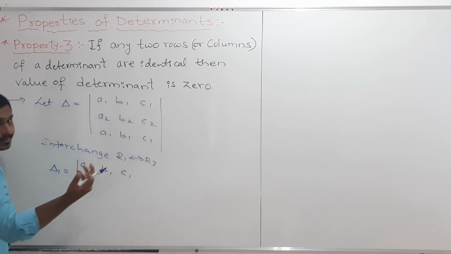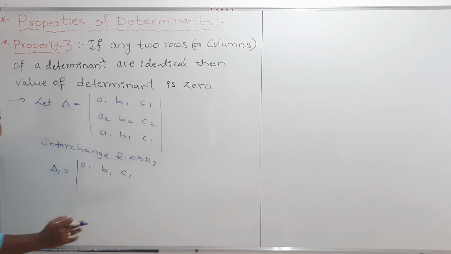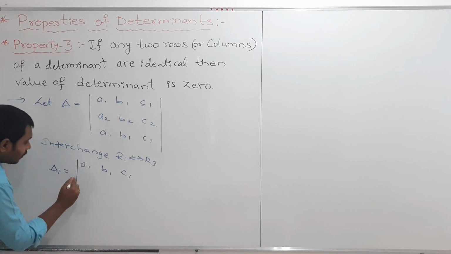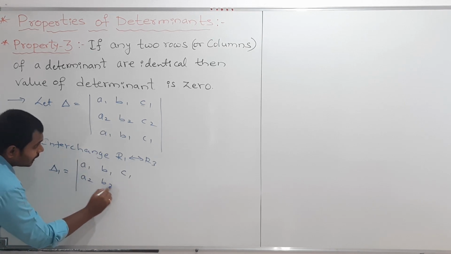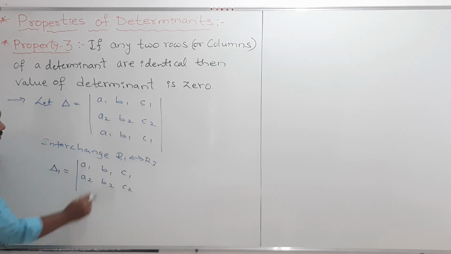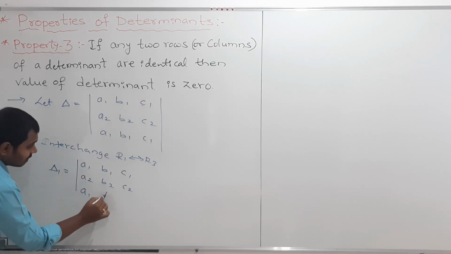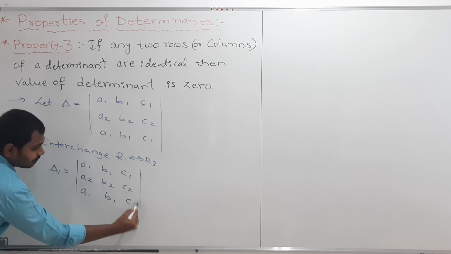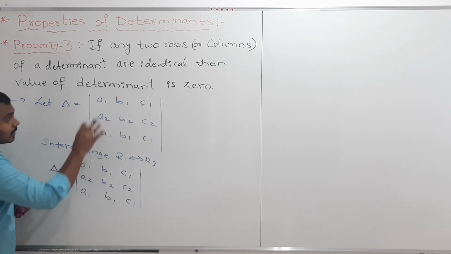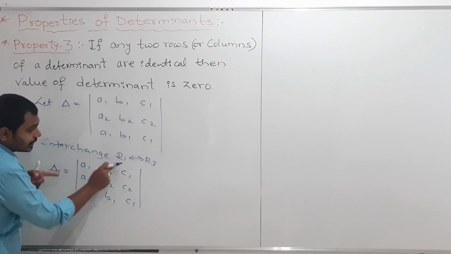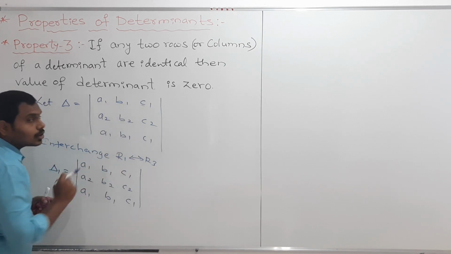And now row 2 will be as it is, because we are not changing anything in row 2. So therefore A2, B2, C2. And now the R3 elements I will write here. So what are the R3 elements? A1, B1, C1. Clear? So now what I did? From this determinant I interchanged row 1 and row 3.